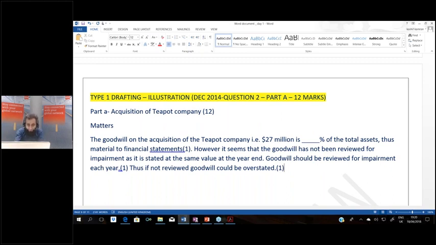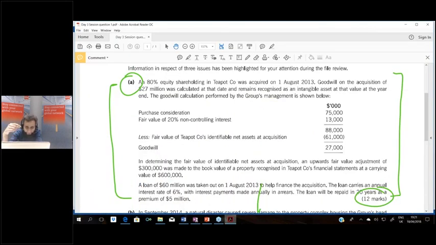Okay, so that is one paragraph, right? Where I discussed the materiality of the goodwill, the accounting treatment of the goodwill, and the risk of the goodwill. So MTR, I got 3. I changed the para. Let's see what is the second matter. The second matter was that I took a loan of $60 million, and the loan is to be repaid in 20 years at a premium of $5 million. Okay, for the acquisition, I took a loan.